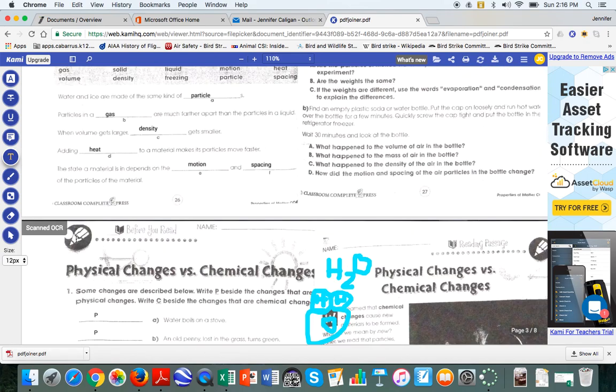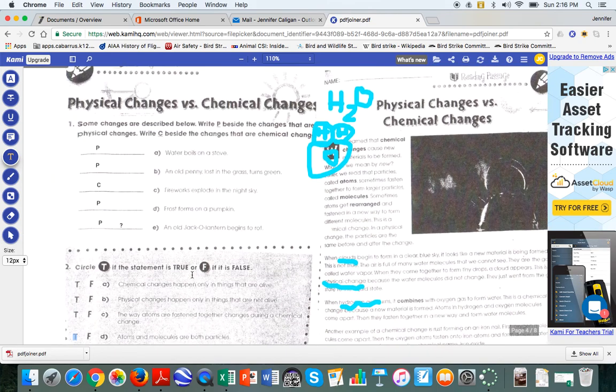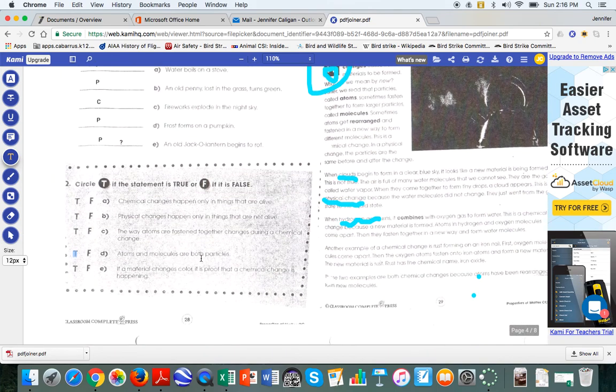I think it's physical. Circle T if it's true and F if it's false. Okay. Chemical changes happen in things that are alive. That is false. Chemical changes happen in things that are not alive too. Physical changes happen only in things that are not alive. That is false, because they can happen in things that are alive or not alive. The way atoms are fastened together changes during a chemical change. That is true. Atoms and molecules are both particles. That is true. We just talked about up here with the hydrogen that it forms together to make a molecule, and that atoms and molecules are particles.